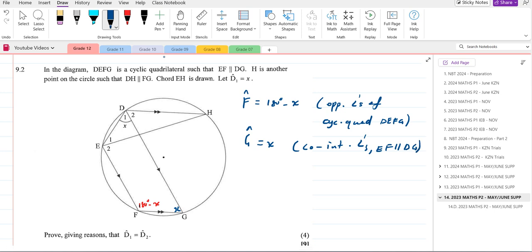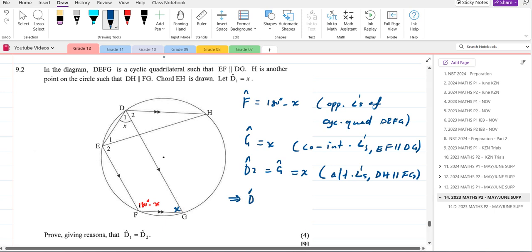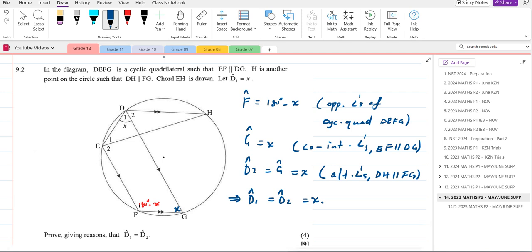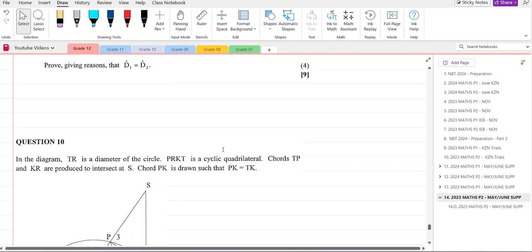Right, so now problem solved because now we can do alternate. Angle D2 is equal to angle G, which is equal to x, because alternate angles. Why is it alternate? Because DH is parallel to FG. Right, so this implies angle D1 is equal to angle D2, which is equal to x. So both of them are equal to x. I hope you guys understood that. Perfect. Nice problem so far.